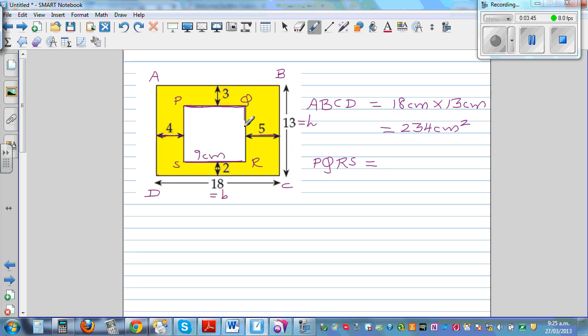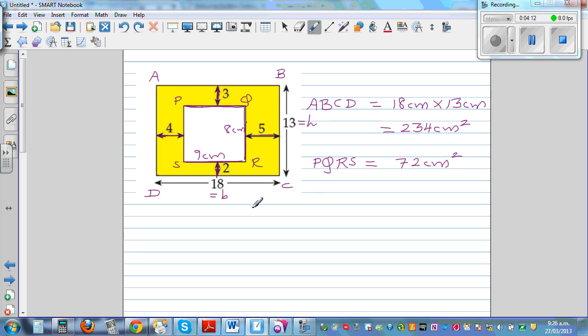Now what's this length, which is the height? We know B to C is 13. We know this is 3 centimeters and this is 2 centimeters. So 13 take away 3 is 10, 10 take away 2 is 8 centimeters. So the area of PQRS would be 8 times 9, which is 72 centimeters squared.